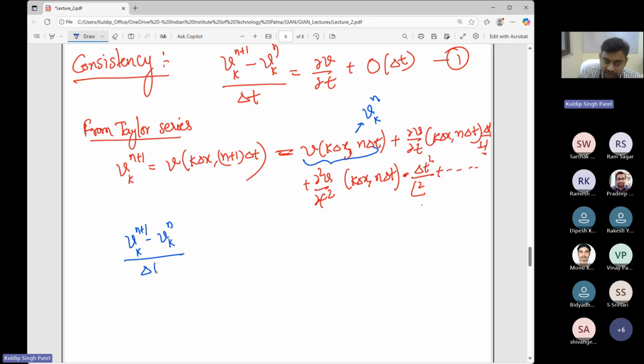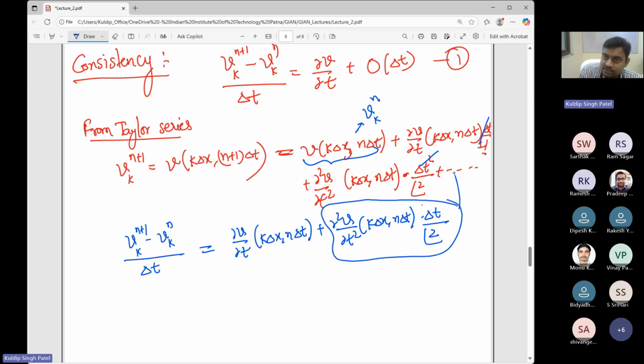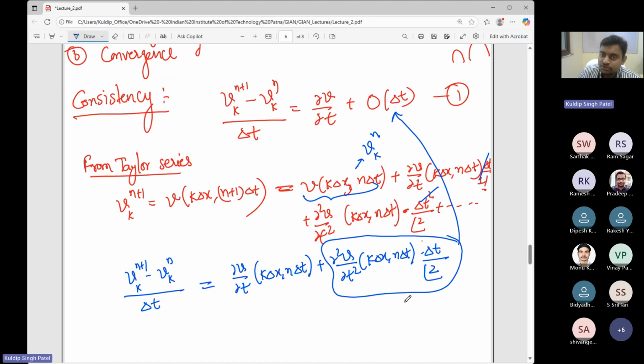So if we take this side, V_k^(n+1) minus V_k^n, and we divide by delta t on both sides, here this delta t will be cancelled out and here one power will be cancelled out. So what will it become? Del V by del t at (k delta x, n delta t) plus del 2 V by del t square at (k delta x, n delta t) into delta t upon 2, of course. So this is the term of order delta t, something multiplied by delta t. All of us are comfortable with equation 1.